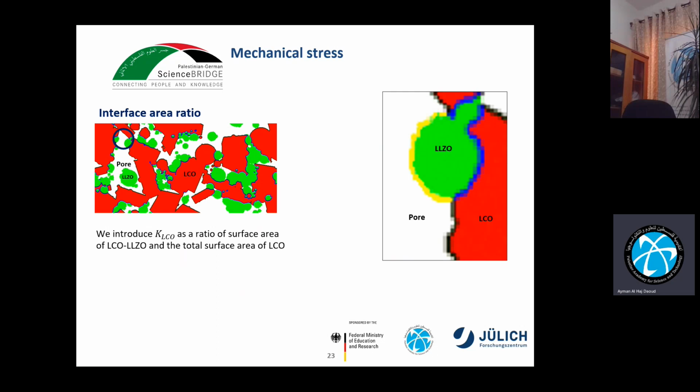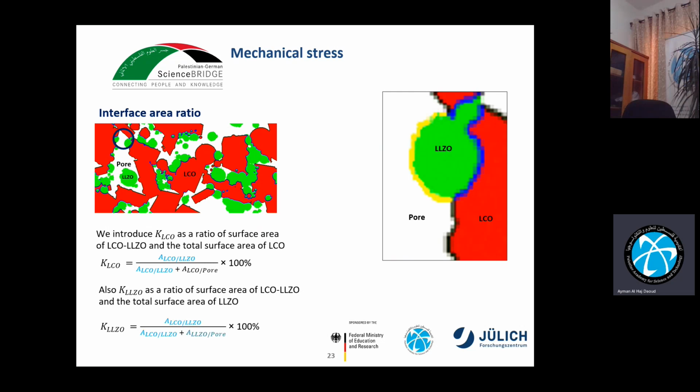Now, we will introduce a factor called KLCO, the ratio of the surface area between LCO and LLZO to the total surface area of LCO. This is calculated by dividing the blue area between LCO and LLZO by the total area, which is the blue one plus the black one, between LCO and pores. While KLLZO is the ratio of the surface area between LCO and LLZO to the total surface area of LLZO, which means we divide the blue area by the blue area plus the yellow one, between LLZO and pores.